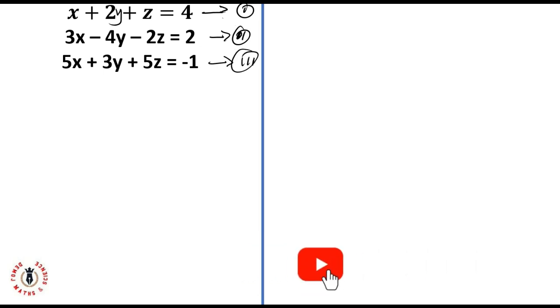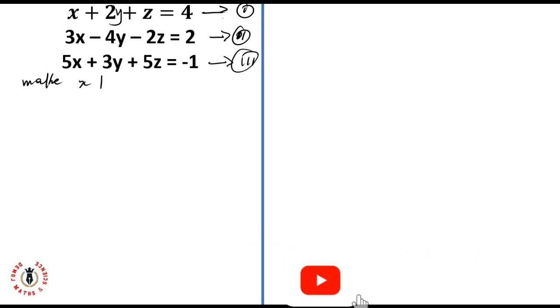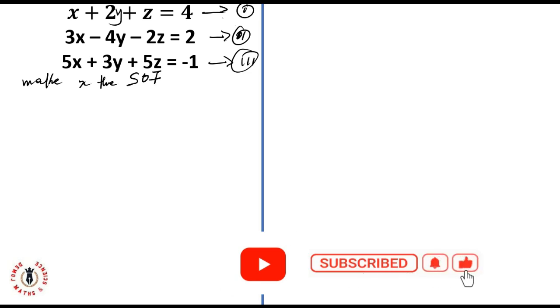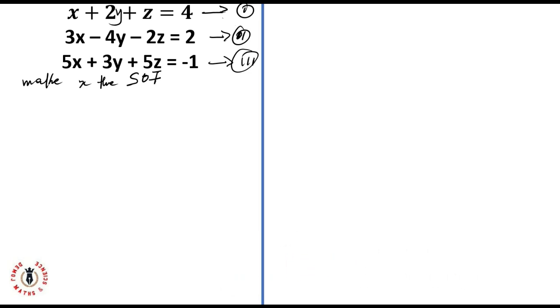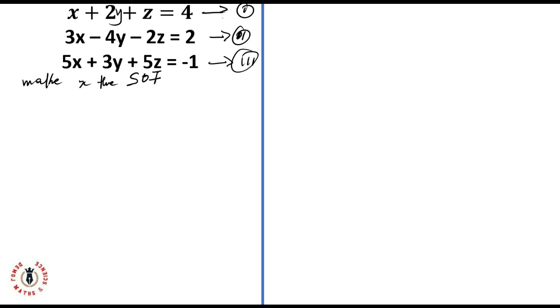Let's pick equation 1, and from equation 1, let's make x the subject of the formula. In case you missed our lesson where we treated subject of the formula, please do not hesitate to check a link here. So that from equation 1, x is now equal to 4 minus 2y minus z.